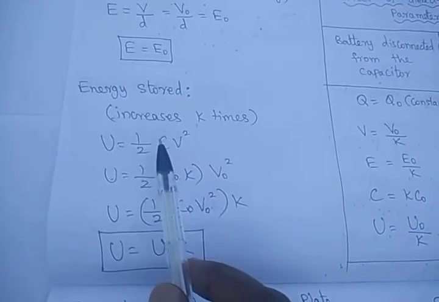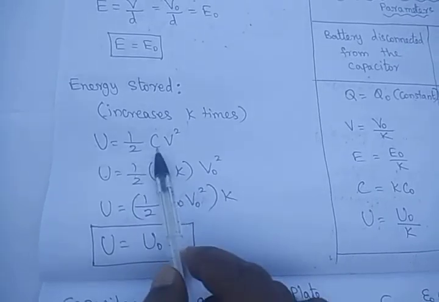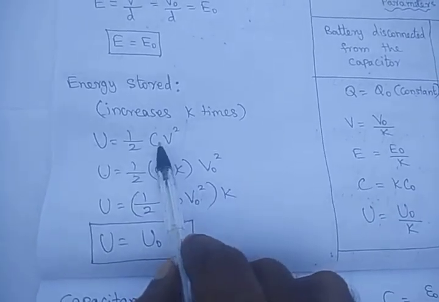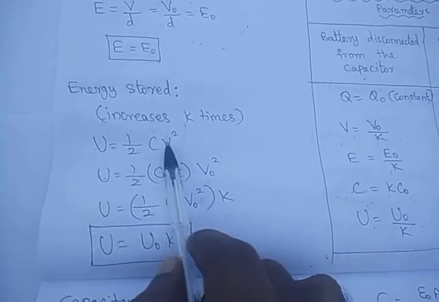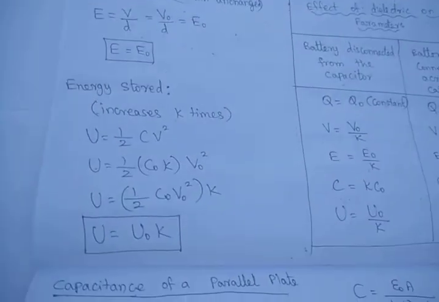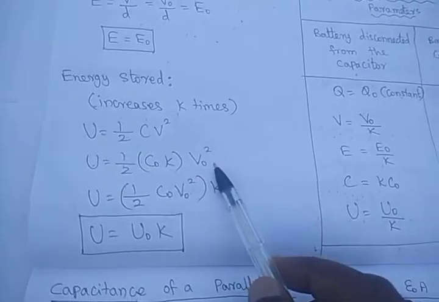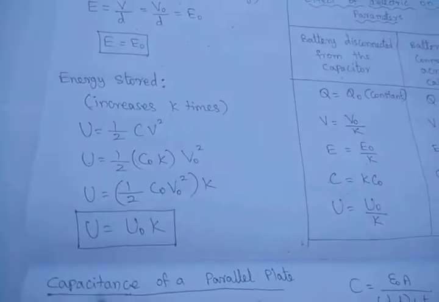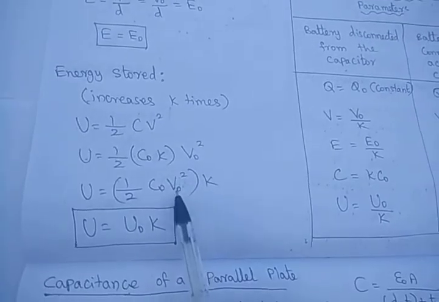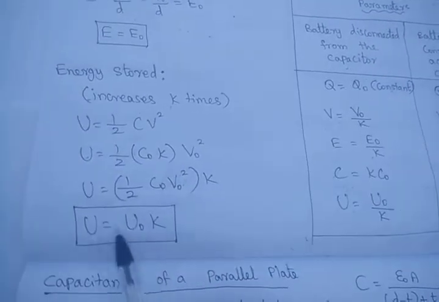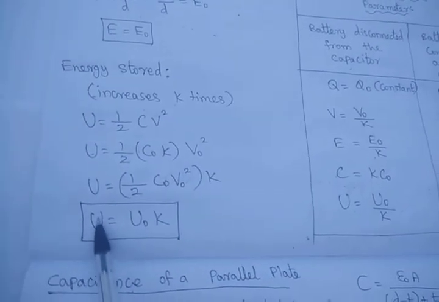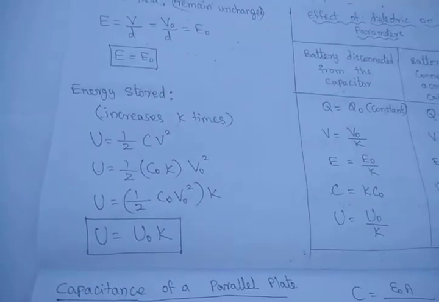So what is the energy stored? Energy stored U is equal to 1 by 2 C V squared. C and V are the capacitance and potential difference after the dielectric slab is inserted. So instead of C we have to substitute C0 K, and V is equal to V0, because in this case the potential remains constant. C0 into V0 squared is equal to U0. So the potential energy stored increases K times.